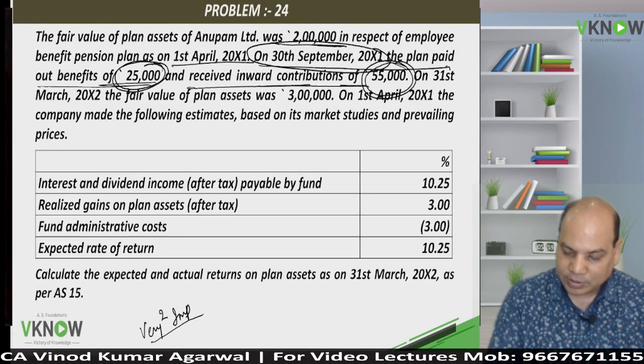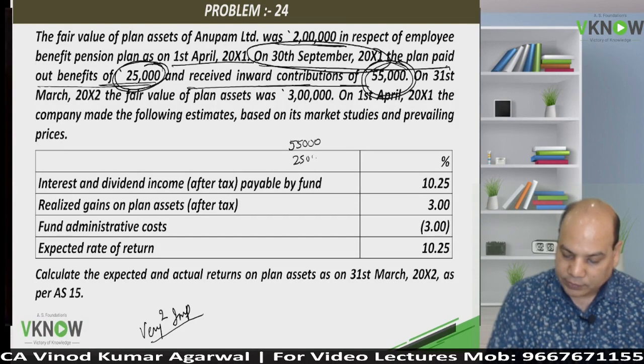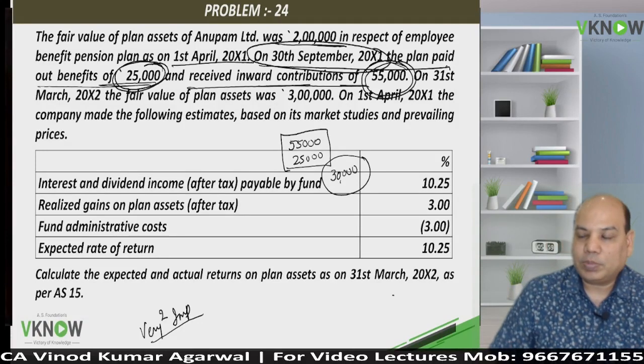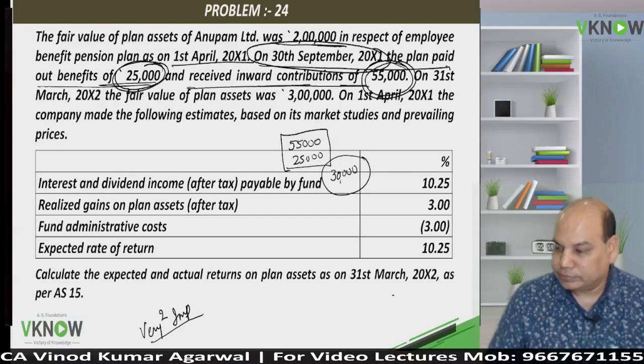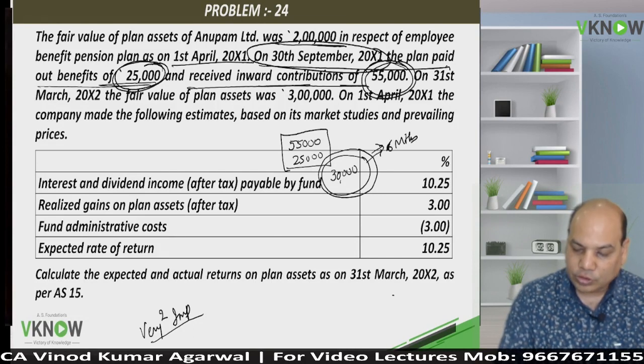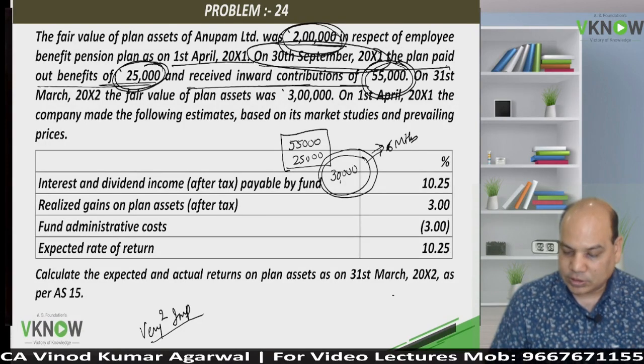So on 30th September, 55,000 was contribution, 25,000 was benefit paid. So the net addition to the plan asset was 30,000 rupees. On this 30,000 we will compute expected return only for 6 months, whereas on the opening balance we are going to compute the expected return for 12 months.